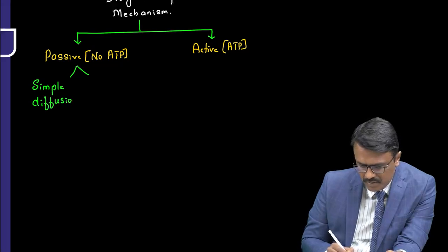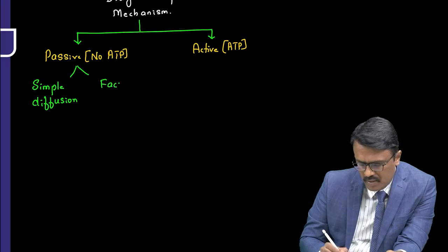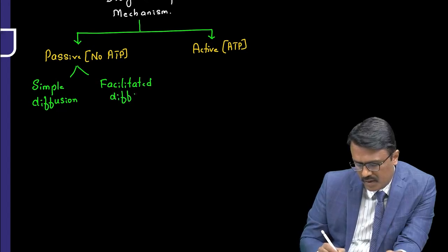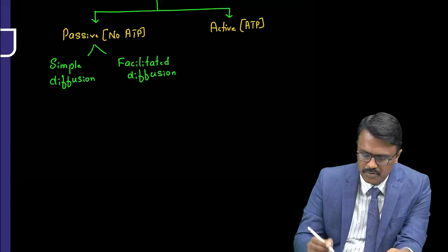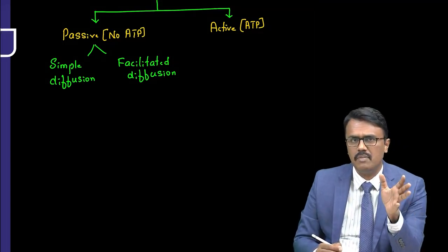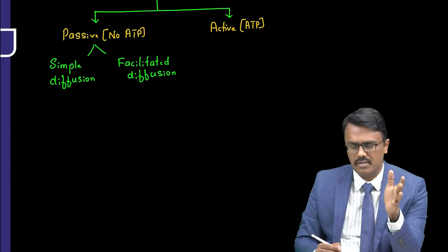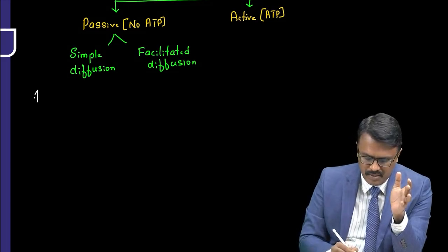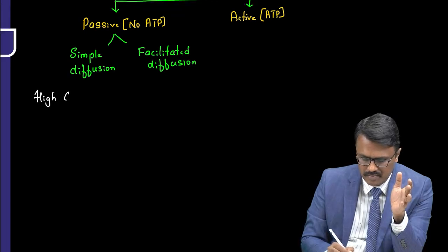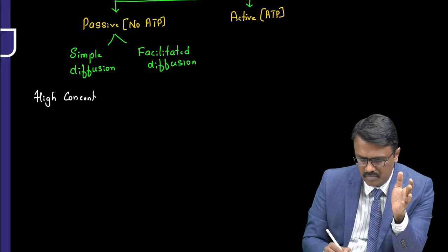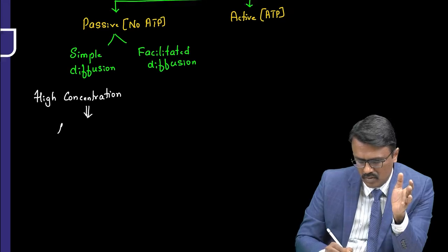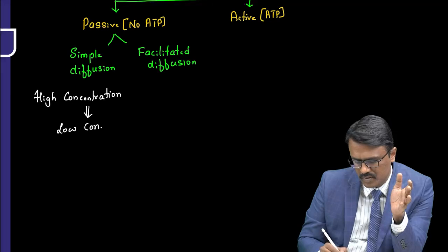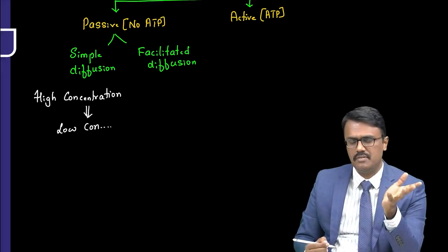So it is the simple diffusion, and one more is called facilitated diffusion. Okay, so we know this in physiology. I'm just doing a recap for this. So what is simple diffusion? It's nothing but movement of the drug from high concentration to low concentration. That's it. So the drug will move from high concentration to the low concentration of the drug. So that is called simple diffusion.